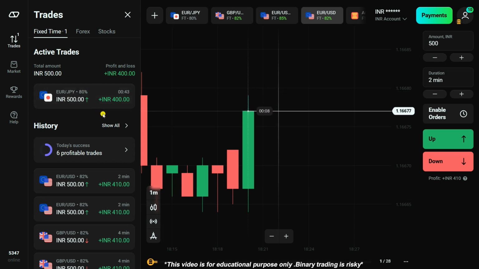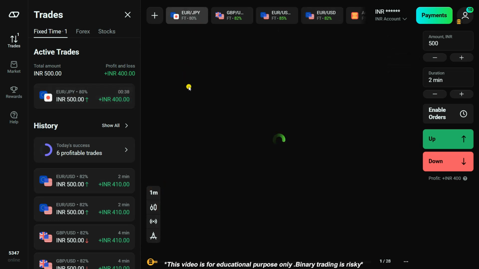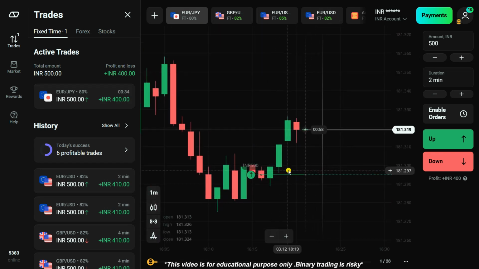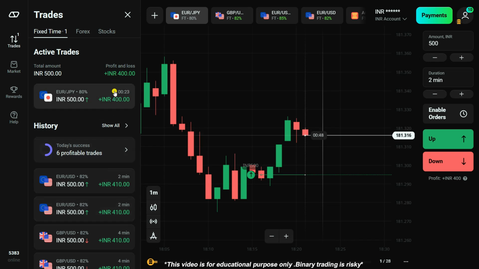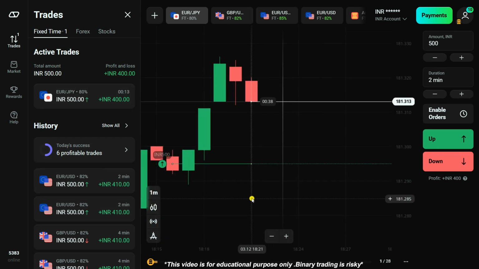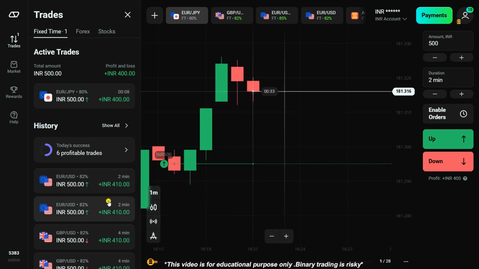So this is our last trade. 45 seconds left. Let's check Euro JPY. See how the market is moving in an upward direction. So you can observe how the market gives profitable trades when you take longer expiration. Okay, still 21 seconds left. Okay, so these are our winning trades.